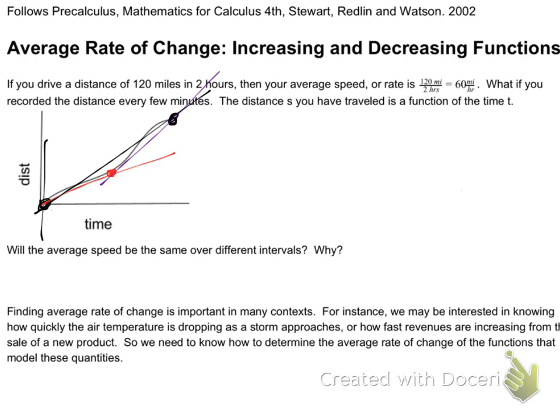Increasing or decreasing revenues from a new product, it'd be good to know how fast that is changing. Should we increase the price, decrease the price? Should I make more of these things? Those are all things that people in real life actually use the rate of change for. So what is the rate of change?